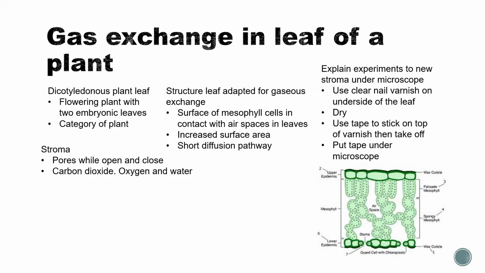Explain an experiment to view stomata under a microscope. Well, you would use clear nail varnish on the underside of the leaf, as this is where most stomata are. You would then allow that to dry and use sticky tape and place that over the varnish. Then you'd peel off the sticky tape, place it on a slide, and then put it under a microscope.